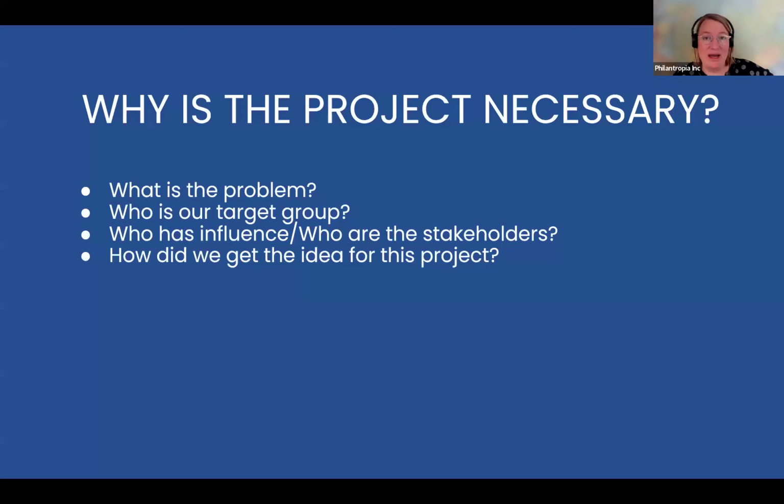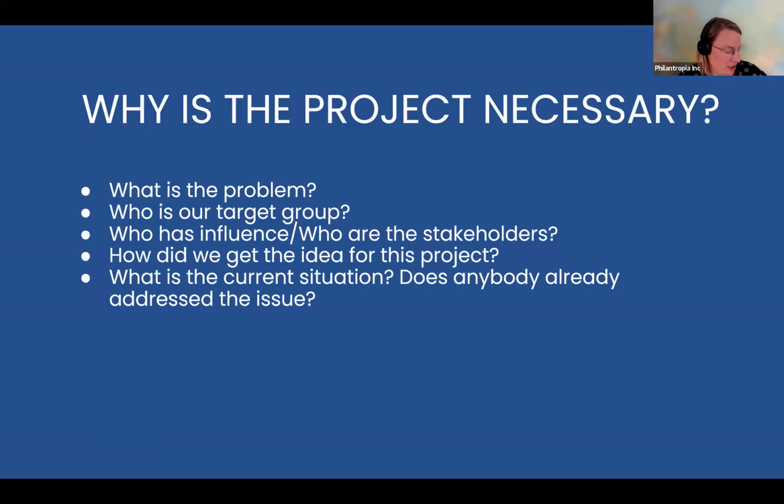Something that you can describe, it's not needed, but in this section can come up, is how did you get the idea for this project? Because oftentimes how you got the idea explains very well what the problem is, because you only get an idea for a project if it's a true problem. So that is very, very closely connected.